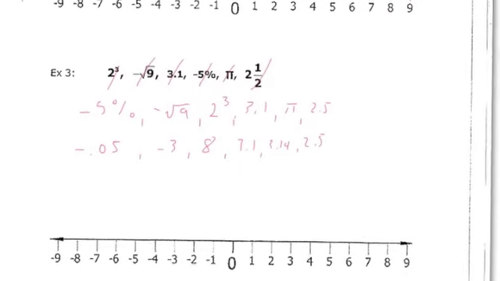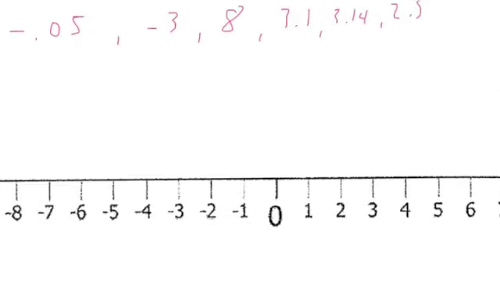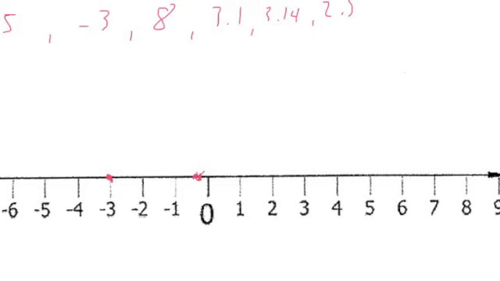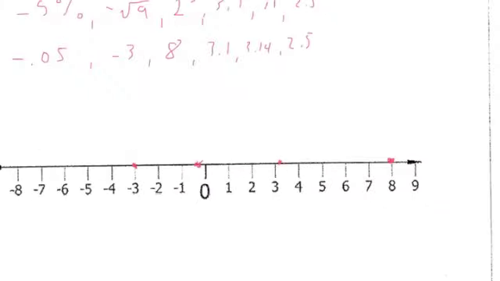Let's go ahead and plot them on our grid. Okay, so our first one is negative 0.05, so we're pretty much at 0. It's a little too far away, but that's okay. Negative 0.05, then we got negative 3. We got 8. We got 3.1. We got 3.14. So we got to zoom in. 3.14. And lastly, we have 2.5.